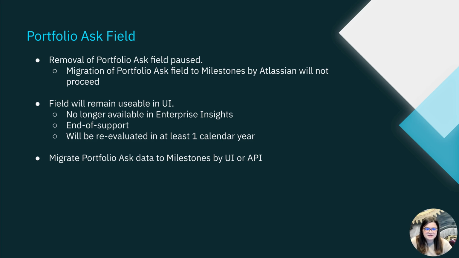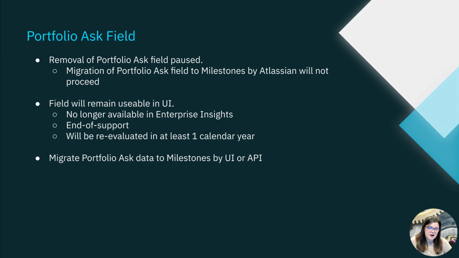The portfolio ask field will remain available in the UI of Jira Align. However, it is marked as end of support, meaning Atlassian will not accept any new bugs or enhancements for it. Additionally, this field will remain removed from the Enterprise Insights data. Atlassian has stated that they do plan to readdress the removal of this field, but it will not be for at least another calendar year. So you can continue using the portfolio ask field, or you can choose to disable it on your work items and utilize the milestones functionality.